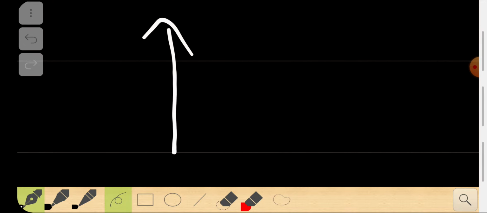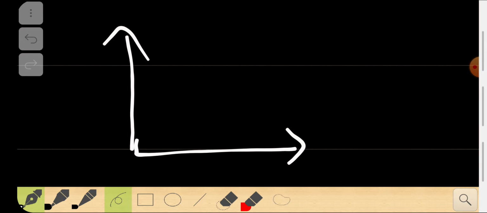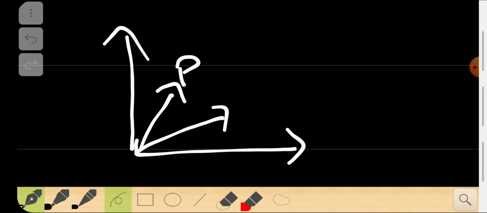Let's bring in the coordinate system. This is the coordinate system. Let's say this is the coordinate system, and you have the first vector here and the second vector here. The first vector is called P and the second vector is called K.